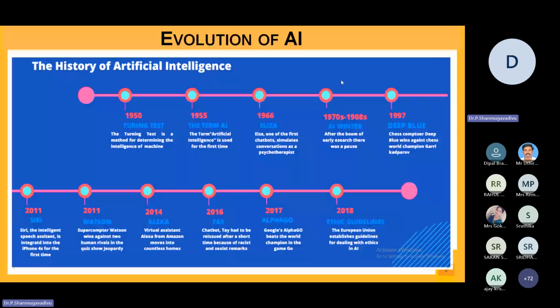Then from 1970 to 1980 is called the AI winter. After the boom of early research, there was a kind of cold storage period for artificial intelligence. Even then, in the year 1997, artificial intelligence came back with a big bang in the name of Deep Blue.